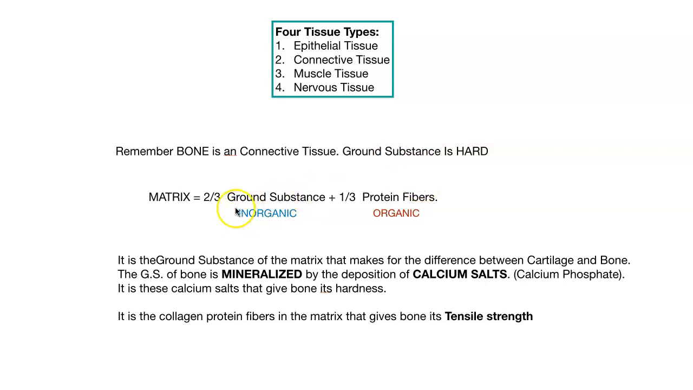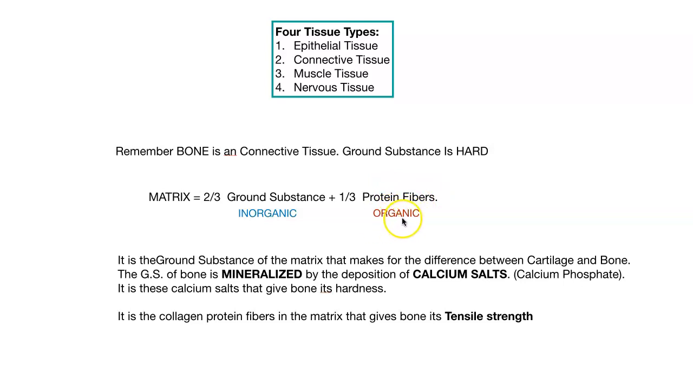I'm going to just add a little bit extra here for the bone. The matrix of bone is composed, 2/3 of it is made up of ground substance, the inorganic part. And we'll talk a little bit about the difference between inorganic and organic. But 2/3 of the matrix is the ground substance, that hard part. 1/3 is going to be protein fibers. That is collagen protein fibers. This is the organic part.